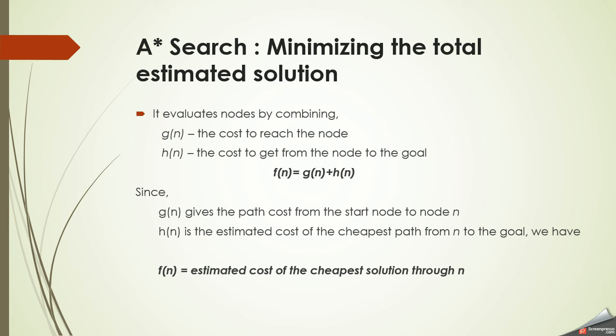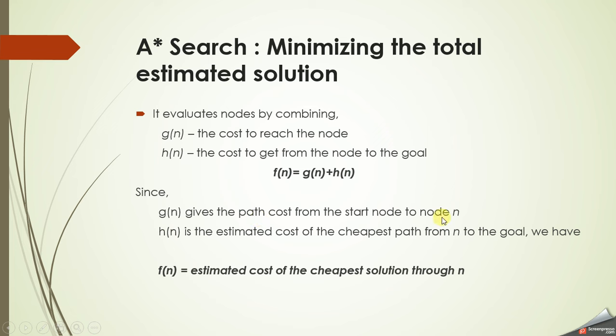It evaluates nodes by combining g of n, the cost to reach the node, and h of n, the cost to get from the node to the goal. So our evaluation function f of n is g of n plus h of n. So what is g of n? It gives the path cost from the start node to the node n.